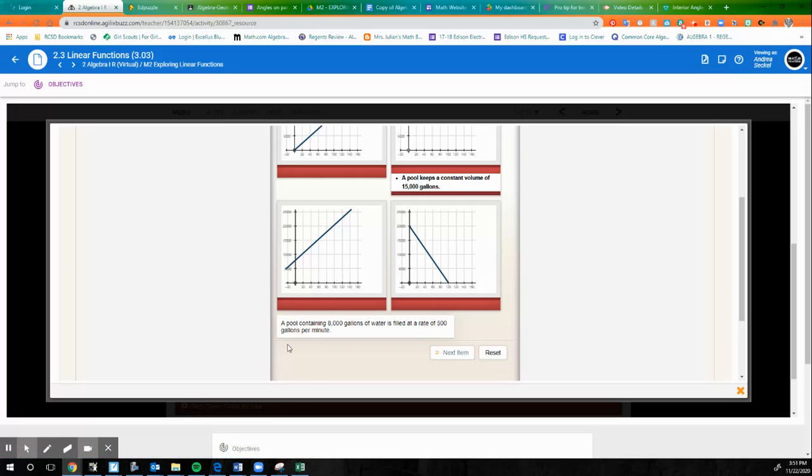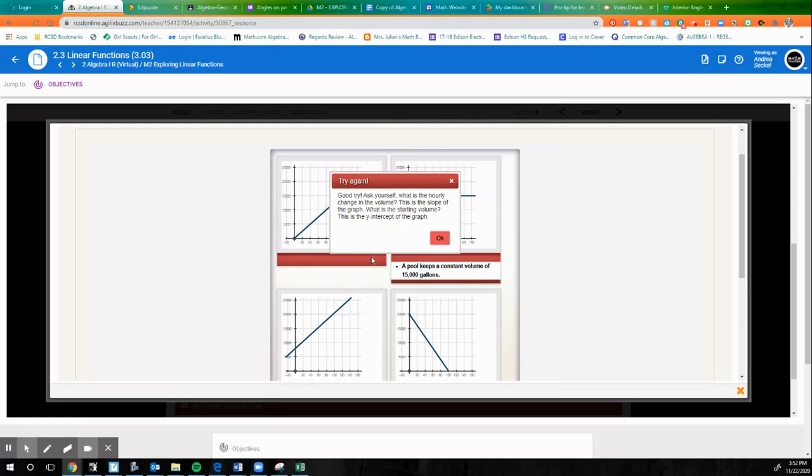The second one says a pool containing 8,000 gallons of water is filled at a rate of 500 gallons per minute. This one says a pool containing 20,000 gallons of water is emptied at a rate of 200 gallons per minute. And then an empty swimming pool is filled at a rate of 125 gallons per minute. Again, if you get it wrong, it just throws it back, and it will even give me a little hint up here to help me get the right answer. So this is a nice one to try to see if you're understanding slope described in words.